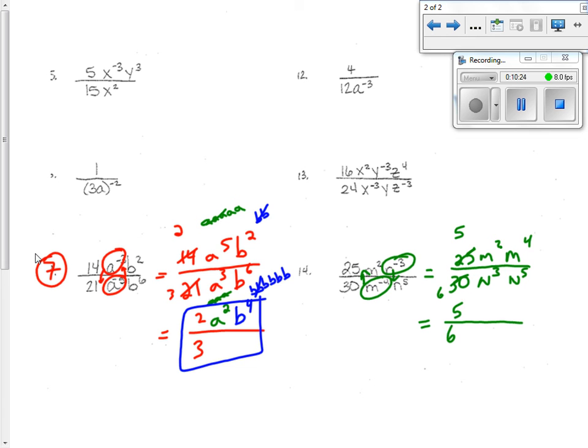The m's on top, there are no m's on the bottom, so I'm just doing the m's on top. I've got 2 m's and 4 m's using the exponent rule where I add those together. But again, if you understand what the long version is, there's 2 m's and 4 more m's. I've actually got m to the 6th. And then on the bottom, the same thing, 3 n's and 5 more n's gives me n to the 8th down in the bottom.